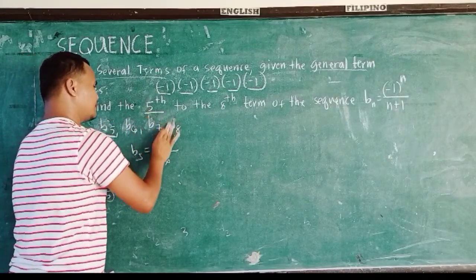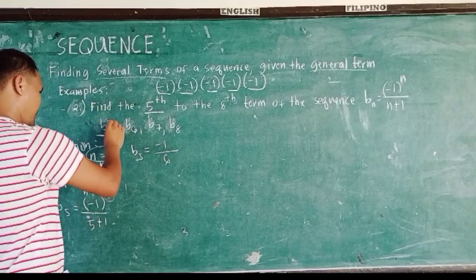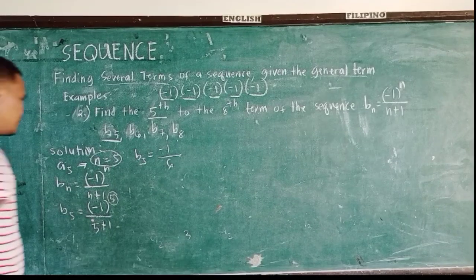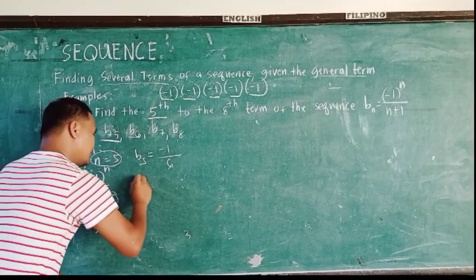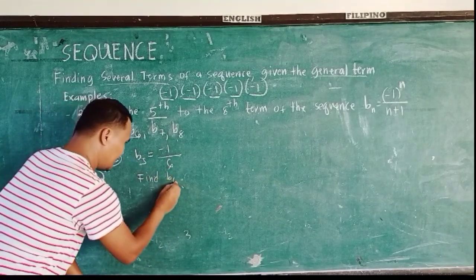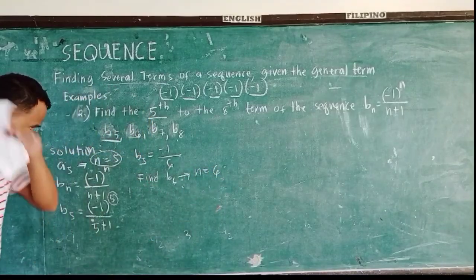This is B sub 7, this is B sub 8. Okay? Let us continue. Find B sub 6. So find B sub 6. Again, this implies that n is equal to 6.